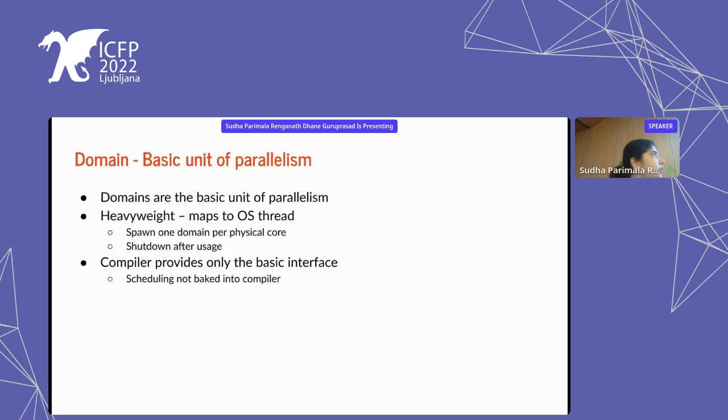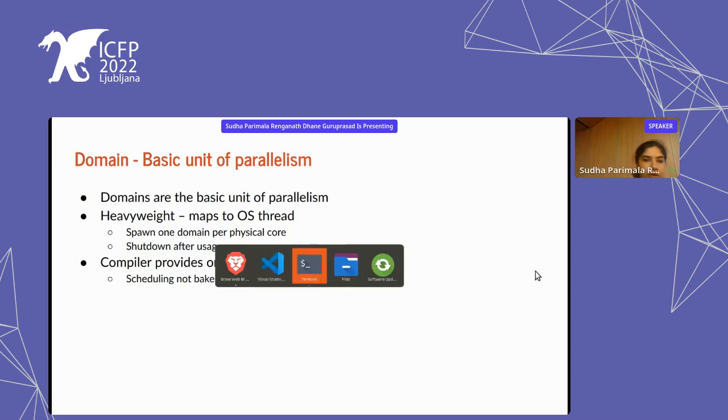Like I said, domains are heavyweight, meaning they map directly to the OS thread. So it's not profitable to create a lot of them. We have a mechanism to find the recommended domains on your machine. I could show that.